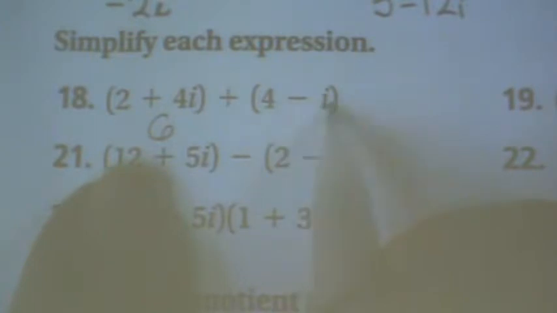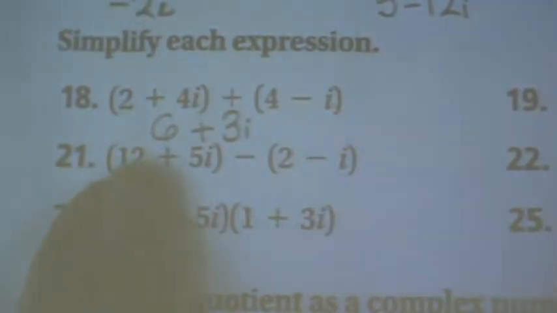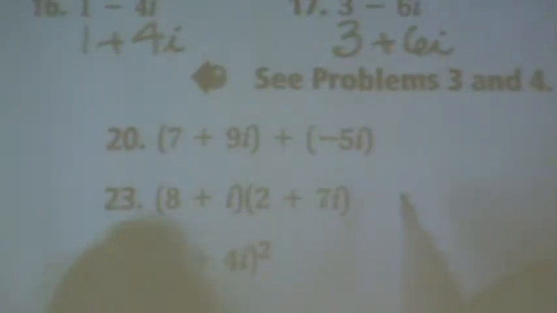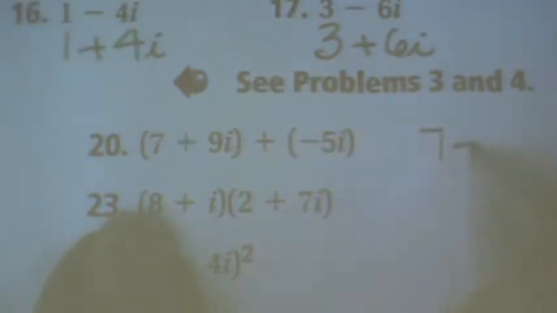So if you just drop the parentheses, the real number is 2 plus 4, which is 6, and 4i minus i is 3i. Number 19, you're going to add -3 plus 4, which is 1, and then -5i minus 2i is -7i. So it's 1 minus 7i. Number 20, you're going to take 7 and you're going to add these two together and you're going to get 4i.